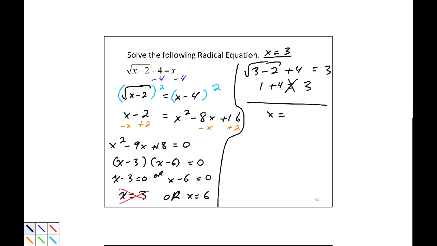Now x equals 6. We'll try this one out. Hopefully this is better. Square root of 6 minus 2 plus 4 equals our x value, which is 6. So the square root of 6 minus 2, well, that would be the square root of 4, which is 2, which is true. So our only valid solution is x equals 6.